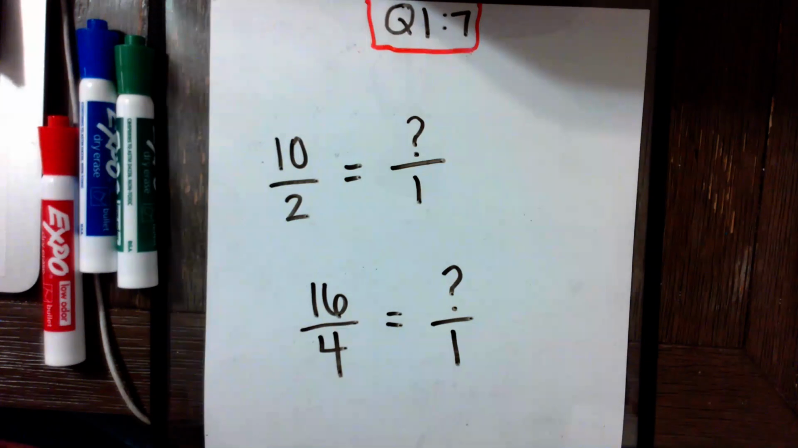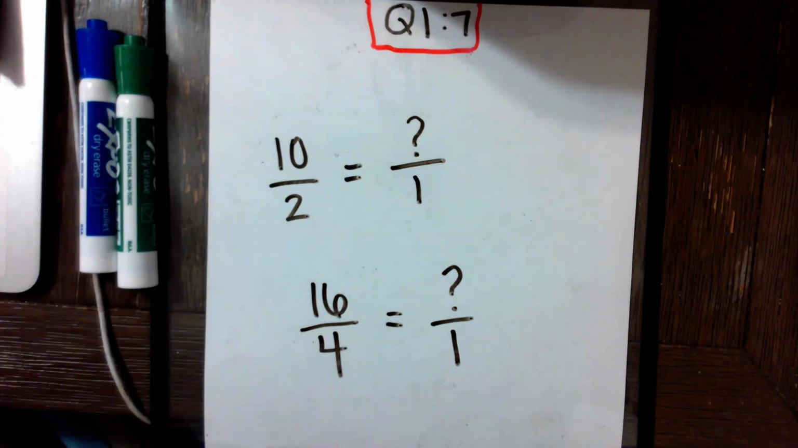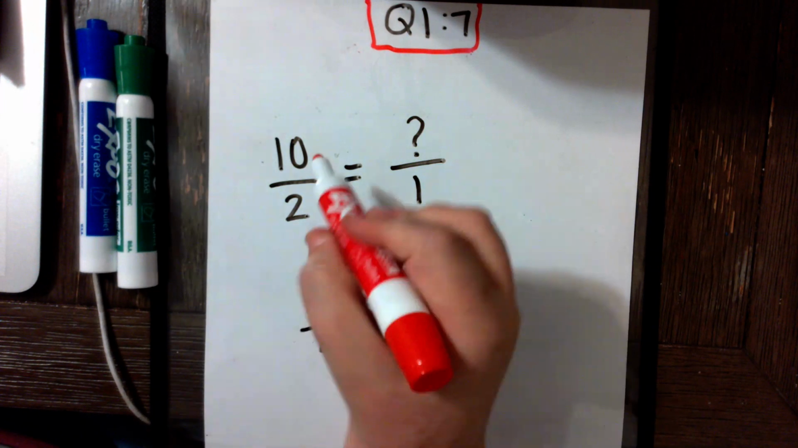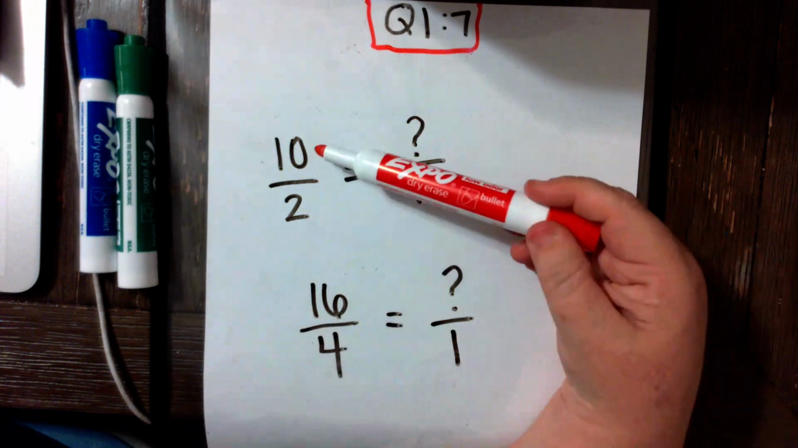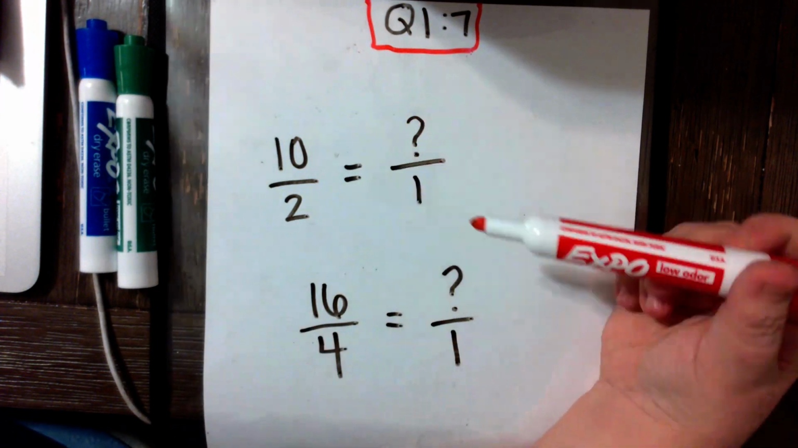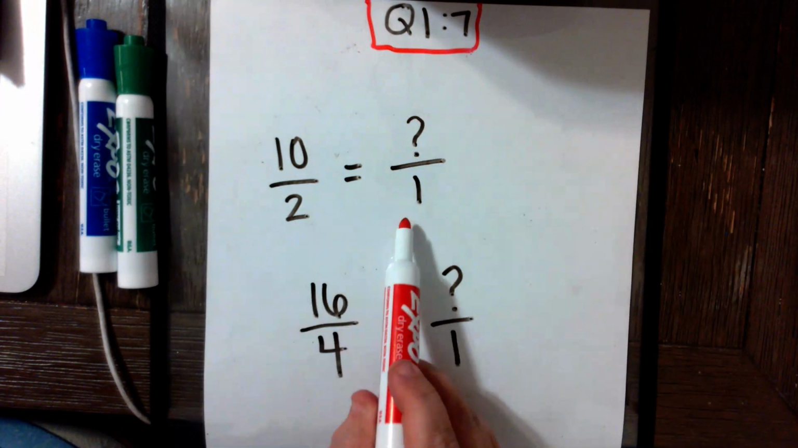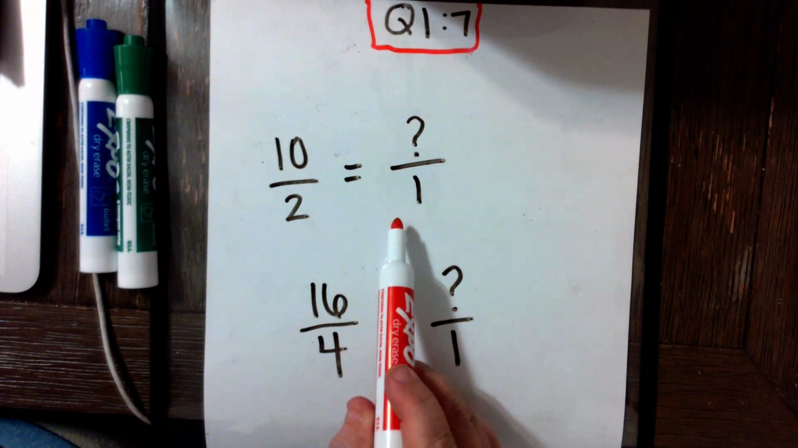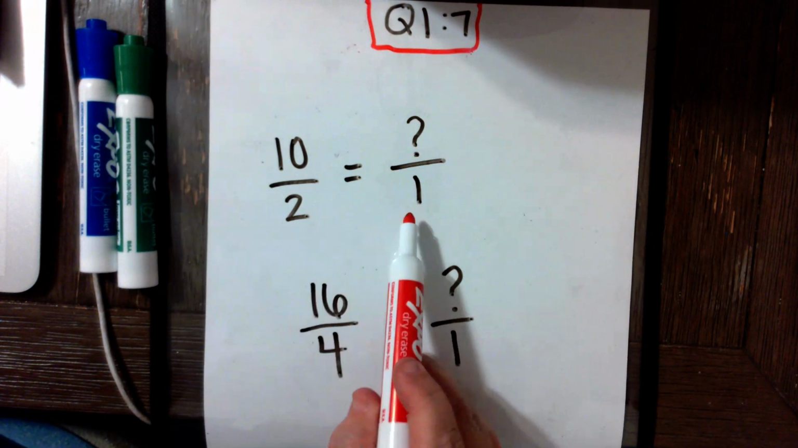Okay, so number 7, they want us to find the missing number of each unit rate. Okay, so we've practiced a lot finding rate. And remember, in fraction form, it's just another way to write a ratio, right? So we just have a ratio of 10 to 2. And they have shown us that they've gotten the 2 to 1.